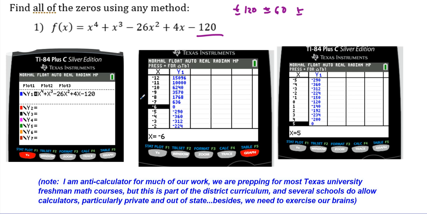So what you can do, though, in our courses is go ahead and put this into your Y1 editor, put in the function, and then go to your table and look for zeros. We got a -6 and we got a positive 5. So those are our two zeros. X is equal to -6 and X is equal to 5. I didn't see any others. There could have been more.